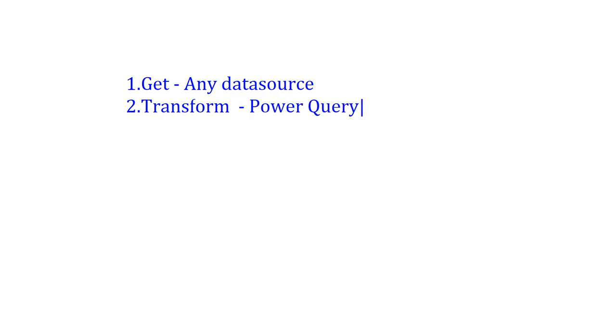Any data source in the world. If the data is in rows and columns, you can get it from any data source. Second one, transform the data. Where do we transform the data? Power Query. Very good. Power Query will transform the data. After transforming the data, we will load the data. Where will we be loading the data?